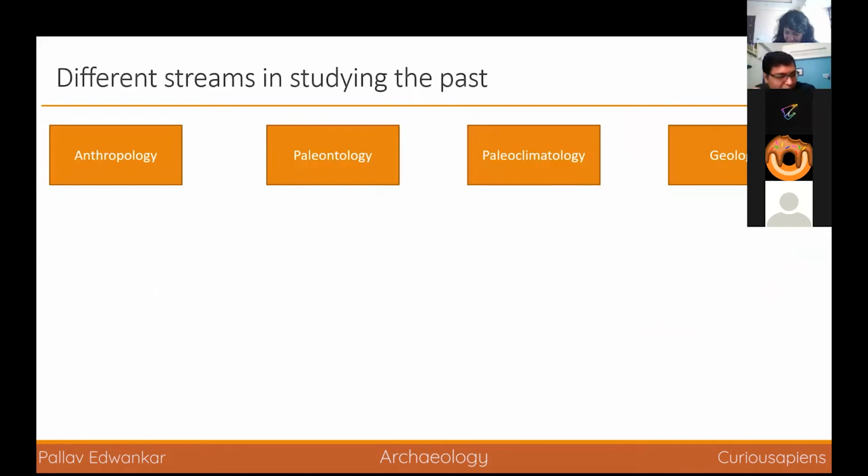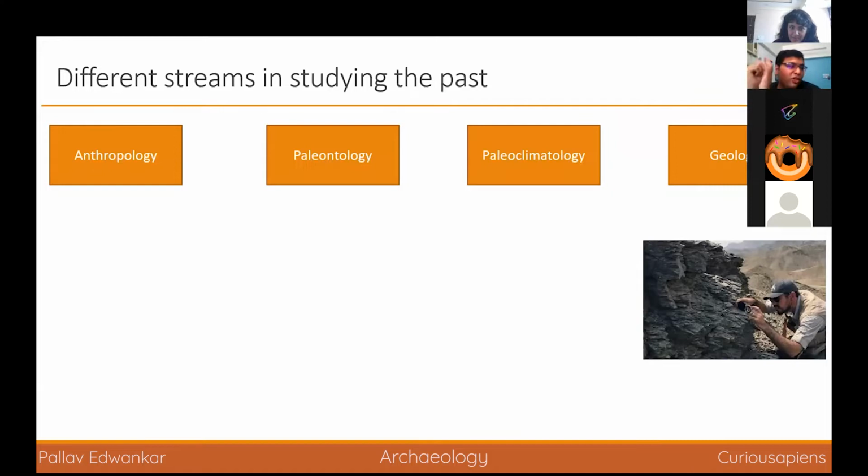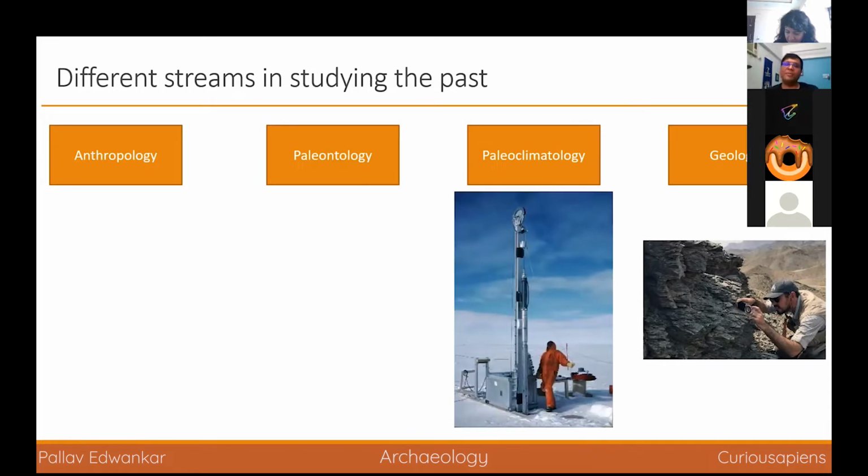So the first one, I will start from the right, is geology. Geology is the study of Earth. Earth was formed around 4 billion years ago, so it is a study from that time till now of how the current continents have moved. So that is geology. Then there is something called paleoclimatology.